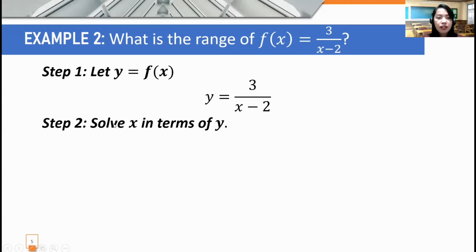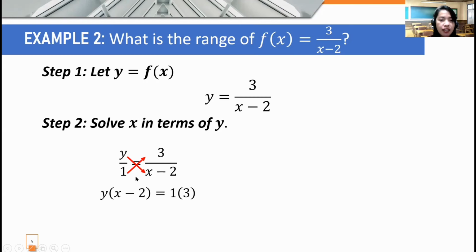Step 2, solve x in terms of y. This can be in the form y over 1 equals 3 over x minus 2. As you have observed, on the left side of the equation, we have a single term, and on the right side of the equation, we have also a single term. In here, we can use cross multiplication. That is, y will be multiplied to the quantity x minus 2 and 1 times 3.